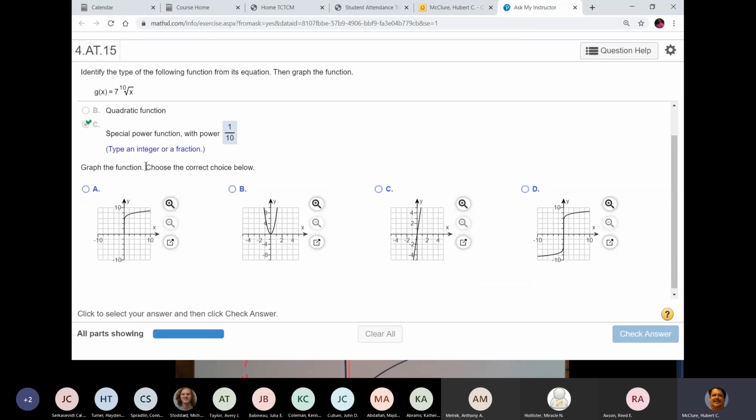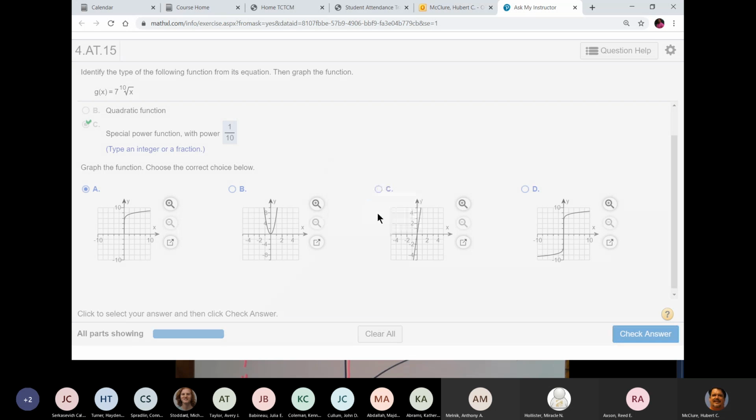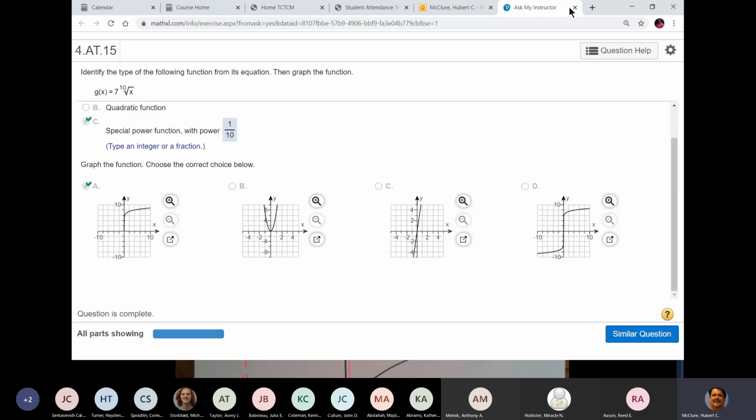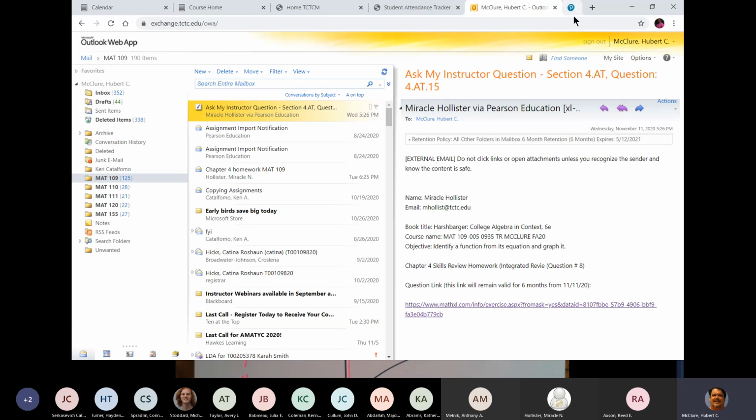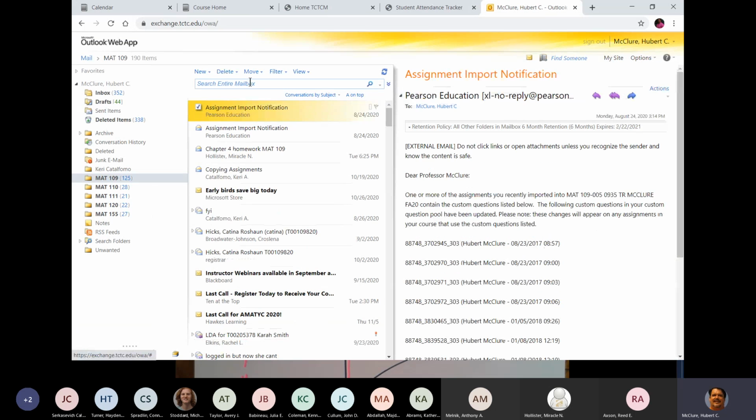I like this question. This is a good test question. Now, every one of these were good test questions. So I applaud you for doing your homework. It's amazing how many test questions are in your homework. That's why everybody should do their homework.